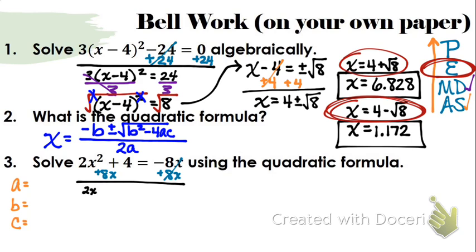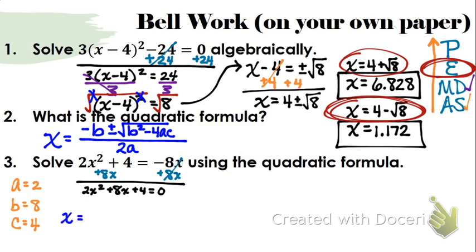So 2x squared plus 8x plus 4 equals 0. What are the values for a, b, and c? 2, 8, and 4. So that's what we're going to substitute in. Whenever I substitute into quadratic formula, I always put parentheses around the things that I'm substituting, because that saves you from making mistakes later on.